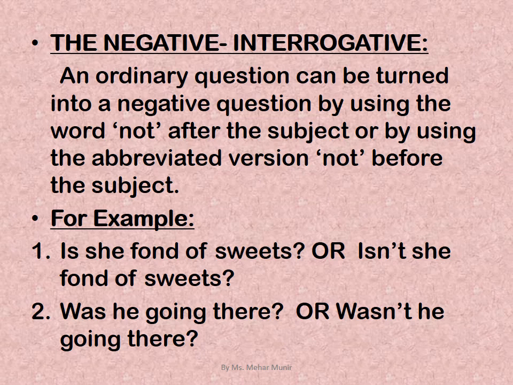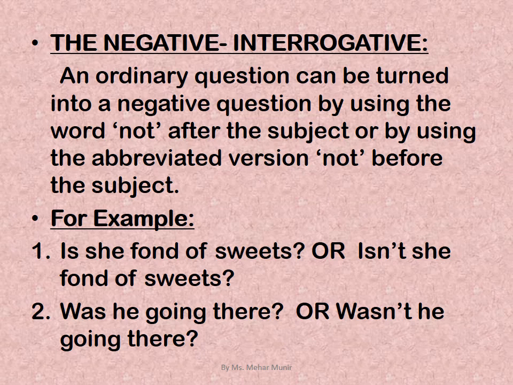The negative interrogative. Let's understand what the negative interrogative is. It is very easy, don't worry about it. An ordinary question can be turned into a negative question by using the word not after the subject or by using the abbreviated version n't before the subject. When a simple interrogative question is given, for example, is she fond of sweets?